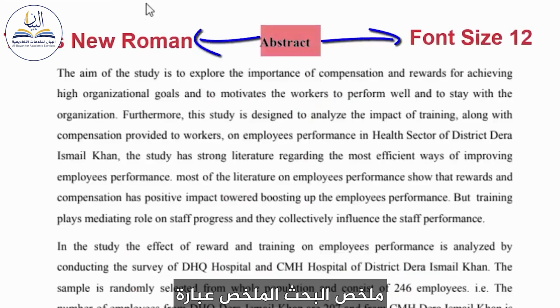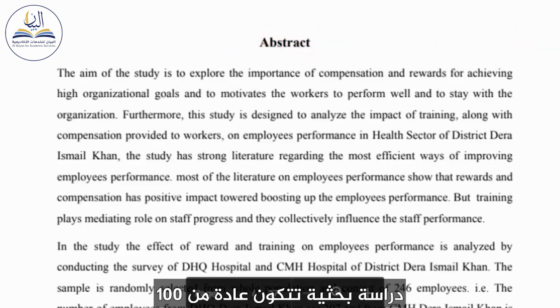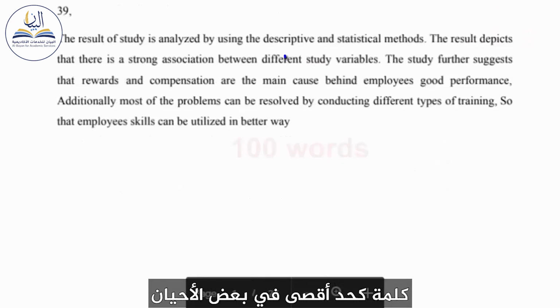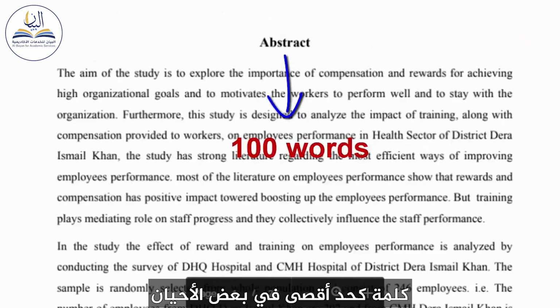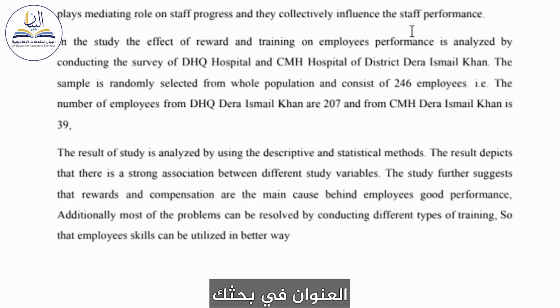2. Abstract of the research. An abstract is a brief statement about your proposed research study. It usually consists of a maximum of 100 words. Sometimes, it may consist of a few sentences demonstrating the problem or main question you want to address in your research.